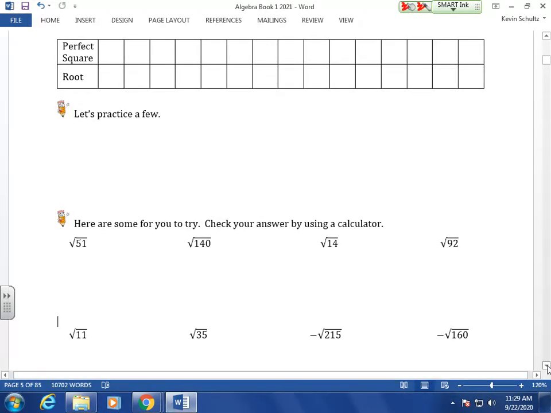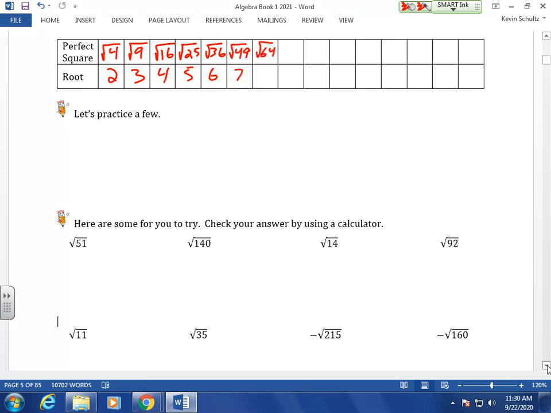So, perfect squares. We'll start with 4. What is the root of 4? Anyone can just say it. 2. The next one, the root of 9 is 3. Root 16 is 4, root of 25 is 5. Root of 36, root of 49, root of 64, root of 81, root 100.